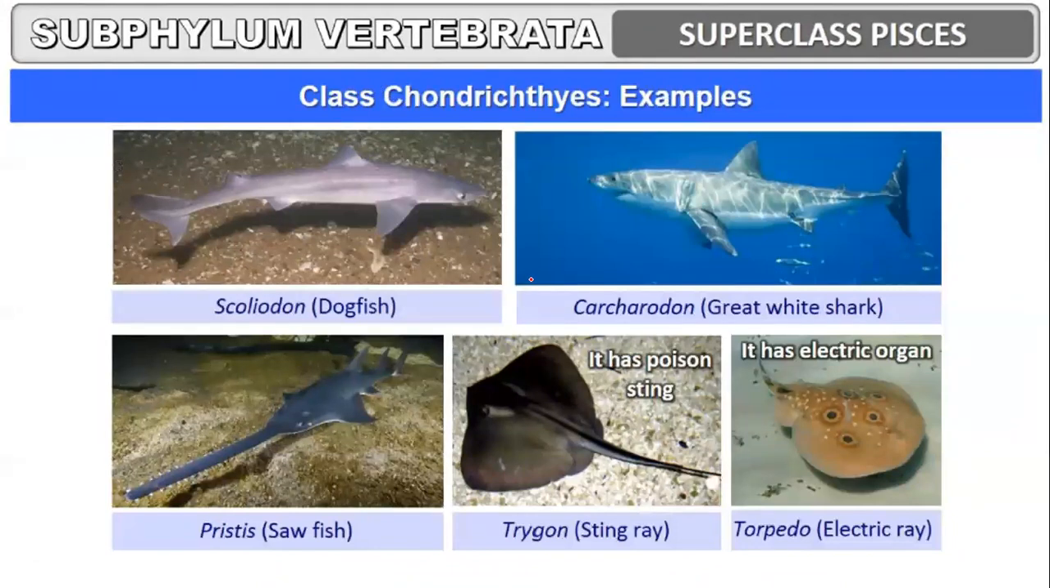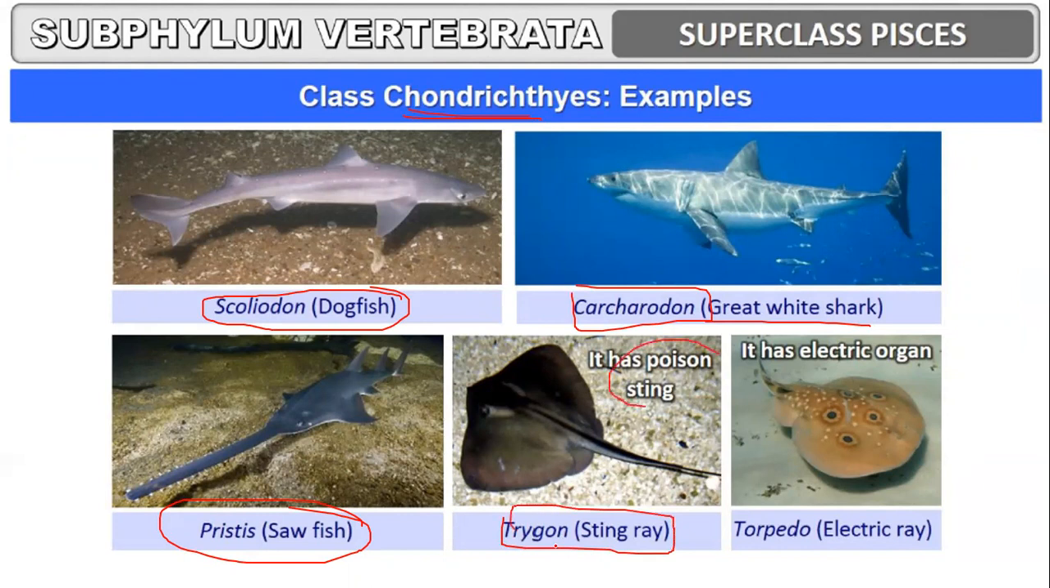So let's discuss what are the main examples. That is Scoliodon, which is the dogfish. You have to study both the terms. Pristis, which is a sawfish. Then the great white shark, that is the Carcharodon. It is also an example for class Chondrichthyes. Next, you have Trygon, which is a stingray. Trygon or stingray, it has a poisonous sting. Then, a fish that has an electric organ is Torpedo, which is referred to as the electric ray.